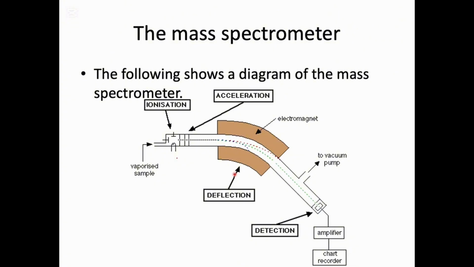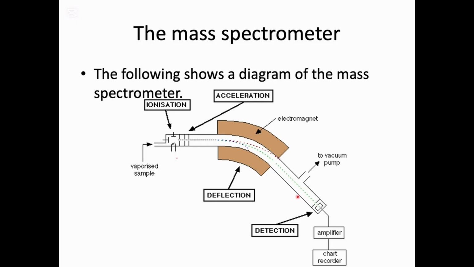Once it gets to your deflection region, your ions are deflected based on their mass and also their charges. The lighter your ions, the greater the deflection, and the higher their charge, the greater the deflection. So whether your ions have a +1 charge or a +2 charge would affect how much the ion is deflected throughout your machine.